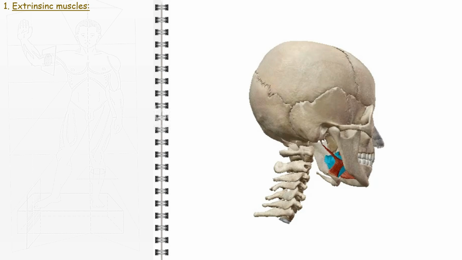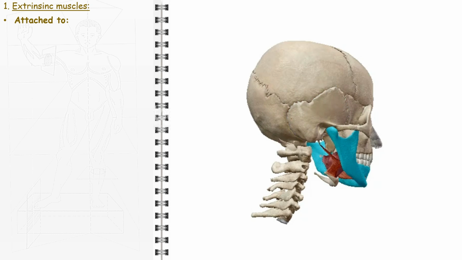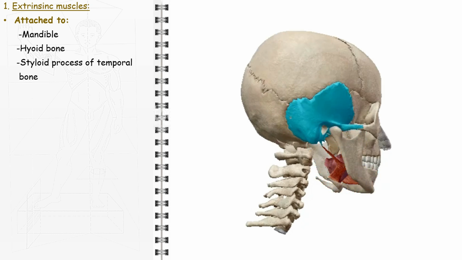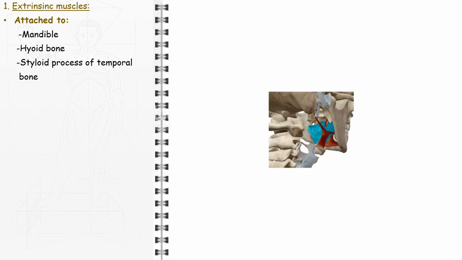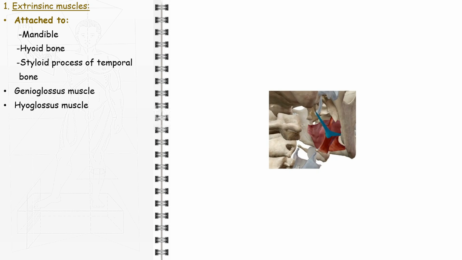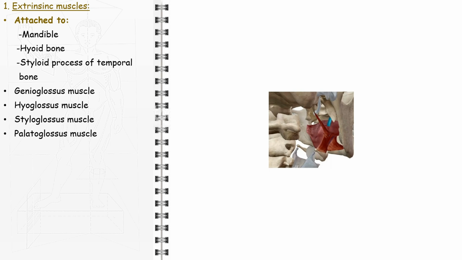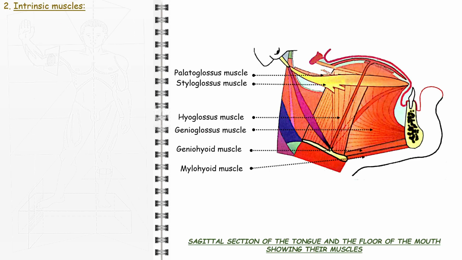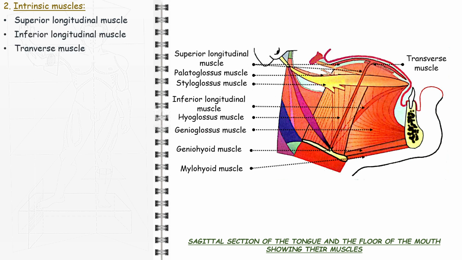The extrinsic muscles are attached to the mandible, the hyoid bone and to the styloid process of the temporal bone. Namely, the extrinsic muscles of the tongue are, from inside to outside, genioglossus, hyoglossus, styloglossus and palatoglossus muscles. The intrinsic muscles of the tongue are superior longitudinal muscle, inferior longitudinal muscle, transverse muscle and vertical muscle.